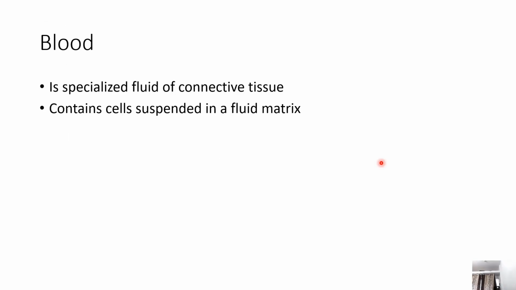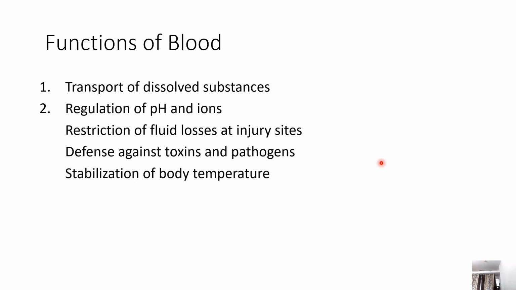Now, blood is a specialized fluid connective tissue. It contains cells suspended in a fluid matrix. So, what are the functions of blood? Transport of dissolved substances, regulation of pH and ions, restriction of fluid losses at injury sites, defense against toxins and pathogens, stabilization of body temperature, etc.